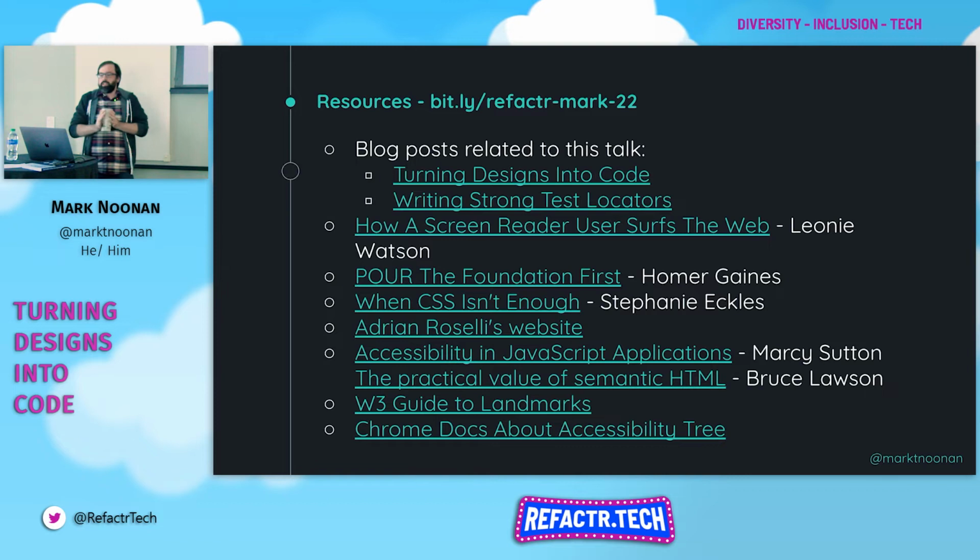So here's a bunch of resources. I have 2 blog posts that are kind of related to what we've talked about. One is about turning designs into code. It looks at this exact example. The other one is writing strong test locators. So this is trying to make a case for what we just did, using accessibility, text content, labels as the foundation of front-end testing so that you have a way to depend on stuff that matters and not depend on stuff that's irrelevant that we don't want to fail tests for.